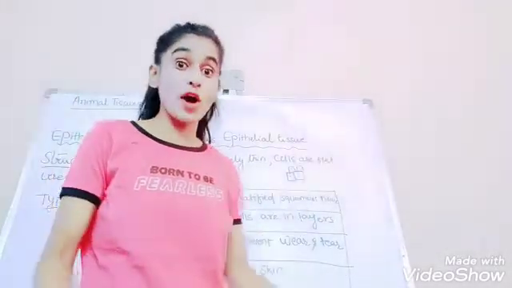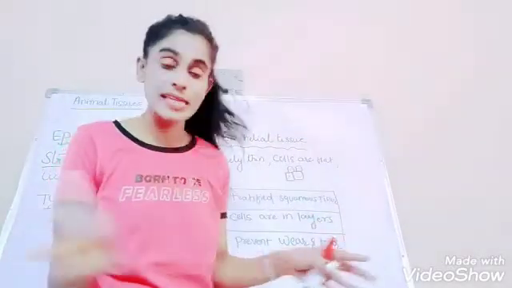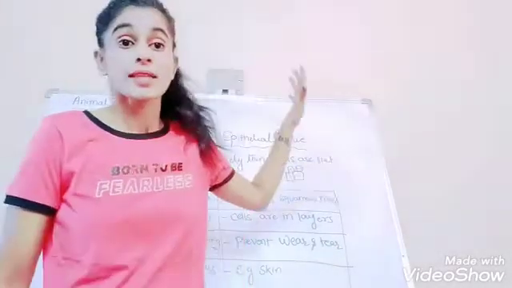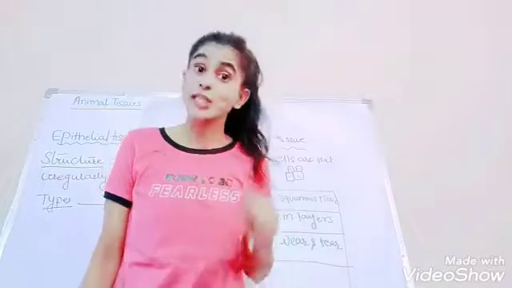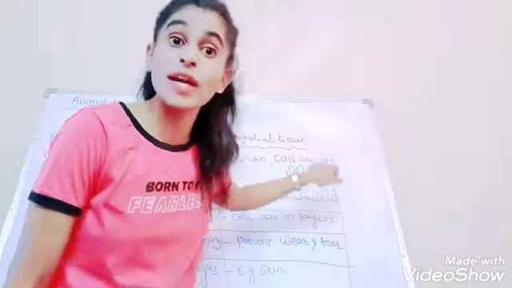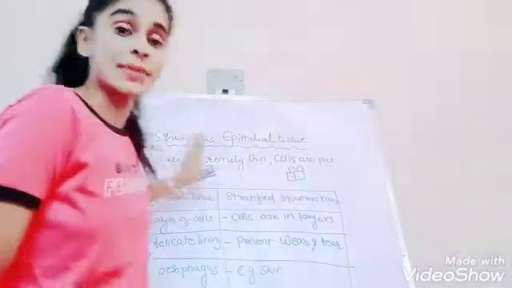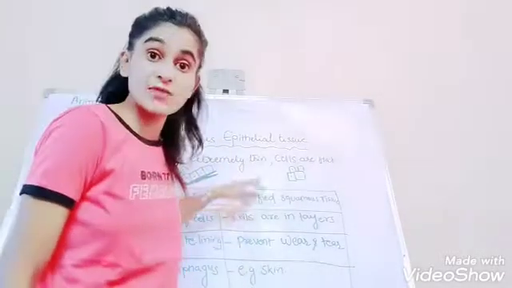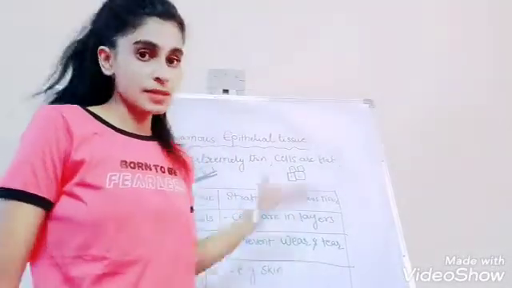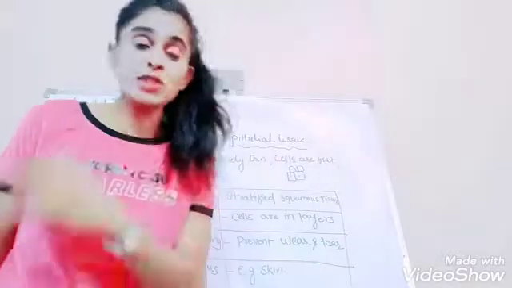How many types of squamous epithelial tissue? Please don't get confused. Make a flow chart, you can easily understand it. What are the two types of squamous epithelial tissues? The first one is simple squamous tissue and the second one is stratified squamous tissue.